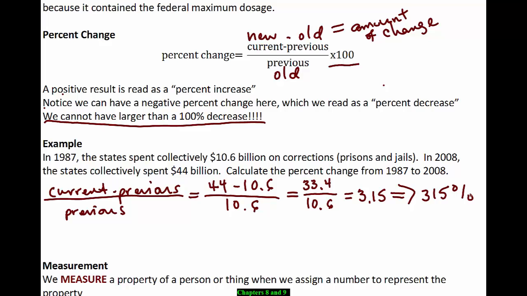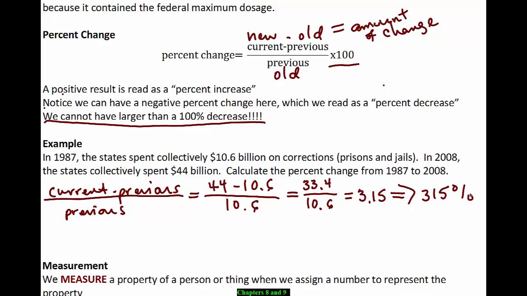What does a 315% increase mean? Let's round that down to 300% for now so we can think about it in whole numbers for a moment. If I increase my original amount 100%, I've doubled my original amount. If I increase my original amount 200%, I've actually tripled the original amount. If I increase my original amount 300%, I've quadrupled my original amount.